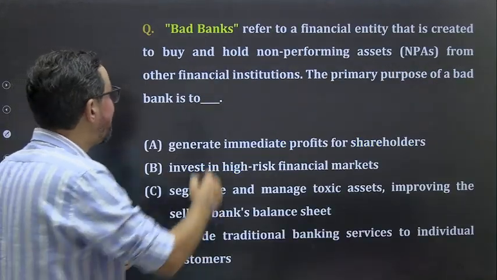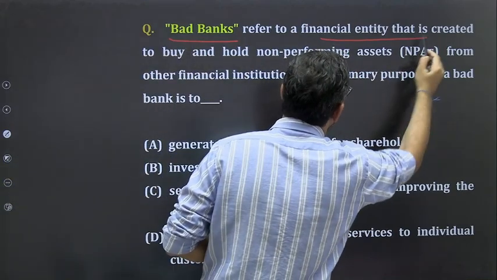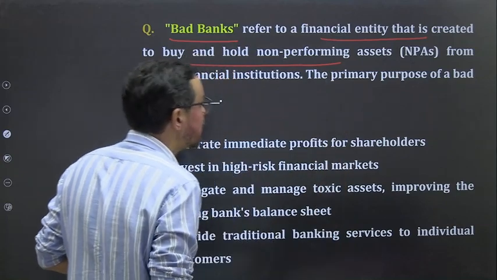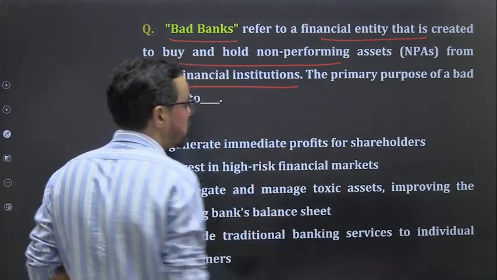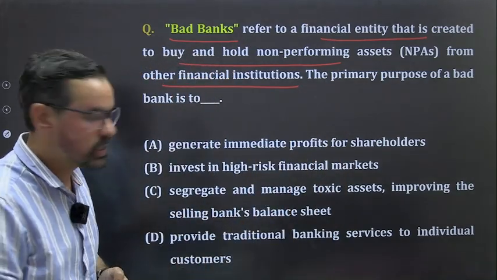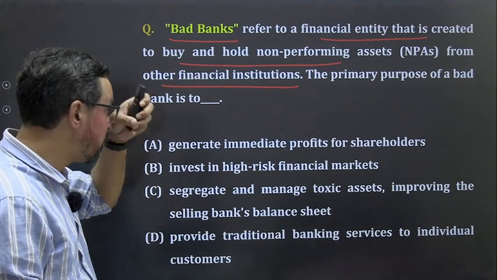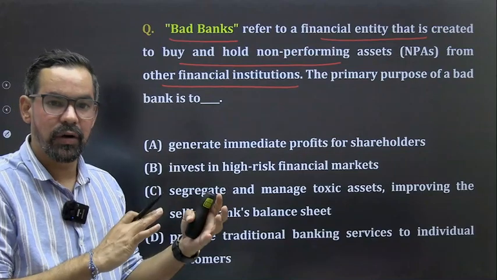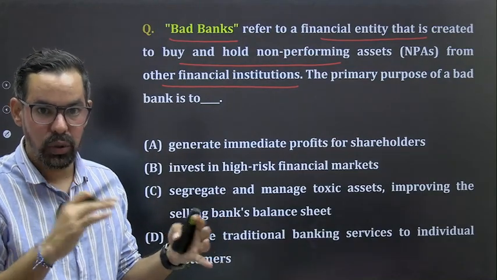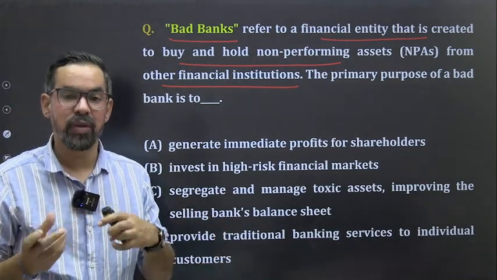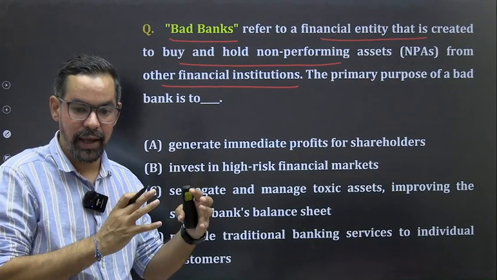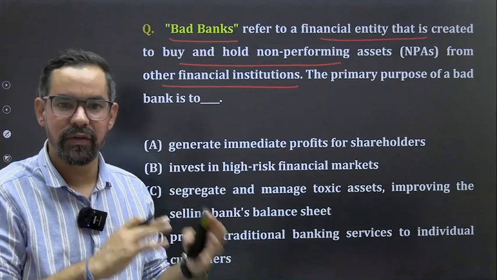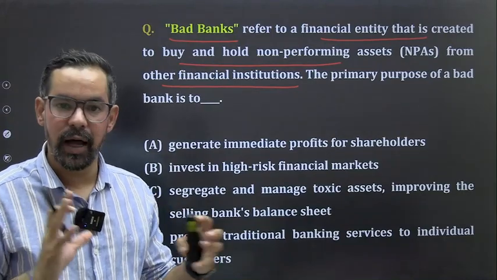Next one. Bad banks refer to a financial entity that is created to buy and hold non-performing assets from other financial institutions, especially, the initial objective was public sector banks. The primary purpose of a bad bank is, what basically does a bad bank do? They are kind of ARCs, asset reconstruction companies, okay? They generally purchase bad loans or non-performing assets from banks. They generally pay around 15% upfront to the bank and the remaining 85% at the time of recovery. This is how their deal works, okay?